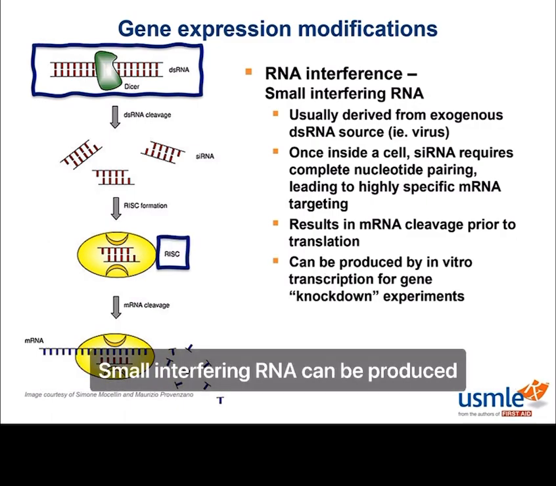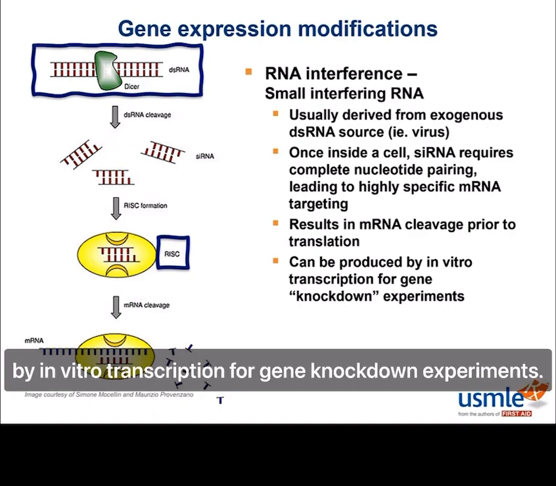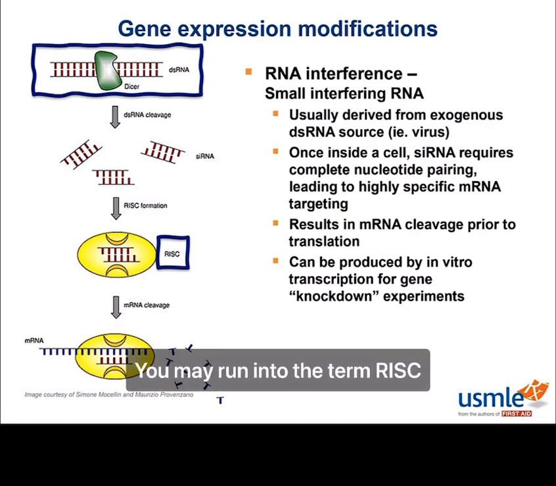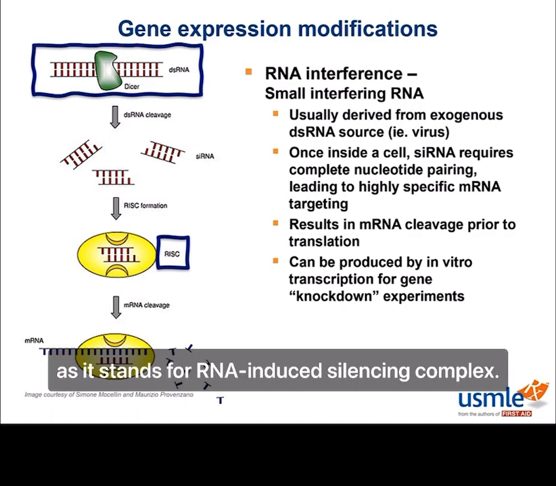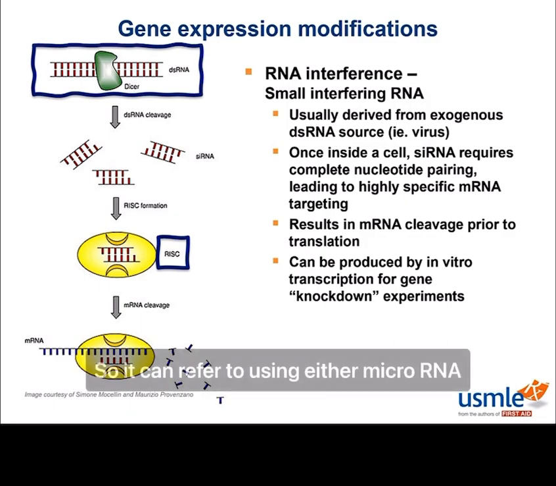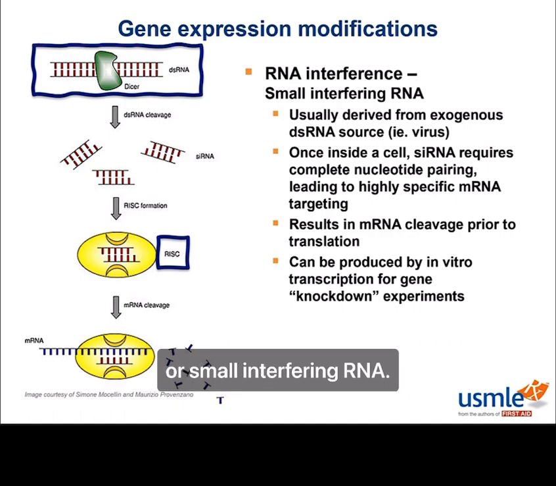Small interfering RNAs can be produced by in vitro transcription for gene knockdown experiments. You may run into the term RISC when reading more about RNA interference, as it stands for RNA-induced silencing complex. So it can refer to using either microRNA or small interfering RNA.